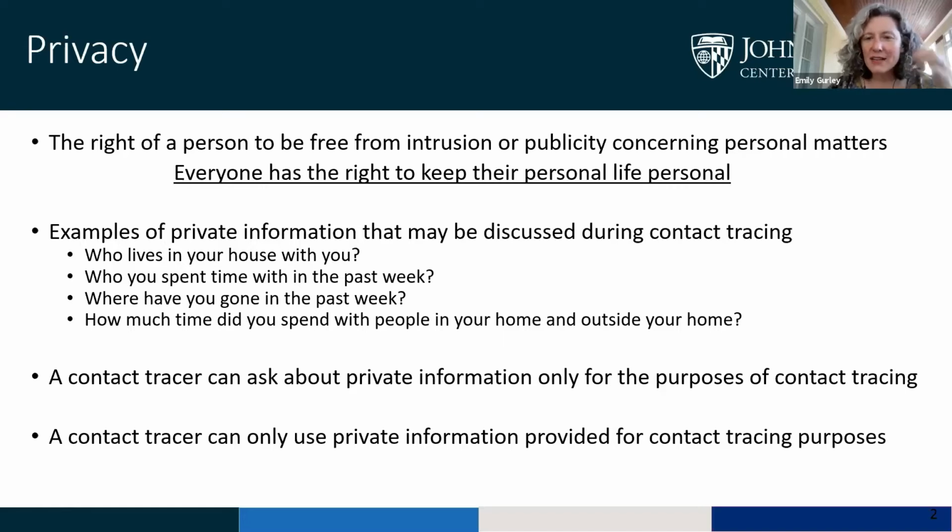So private information is information about your personal life, right? And contact tracers have to ask about this as part of their job. So they're going to ask things like, who lives with you? Who did you spend time with last week or during your infectious period? Where have you gone out in the past week? How much time did you spend with people in your home or outside your home? So this is some private information. So contact tracers ask about private information, but only for the purposes of contact tracing, and they can use the information only for the purposes of contact tracing. So that's important just for the general public to know.